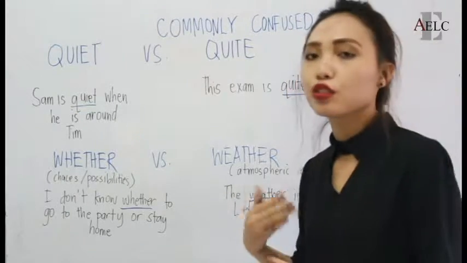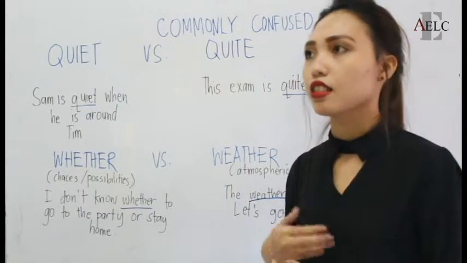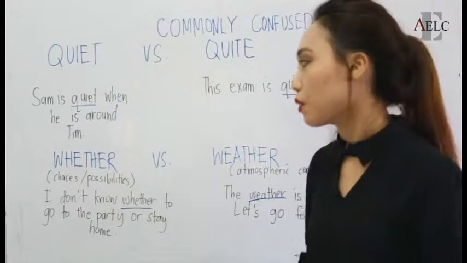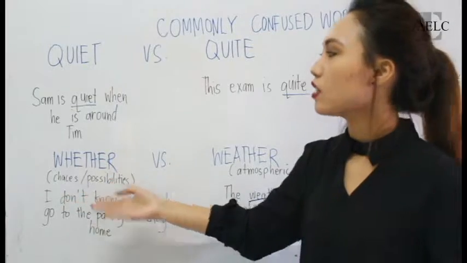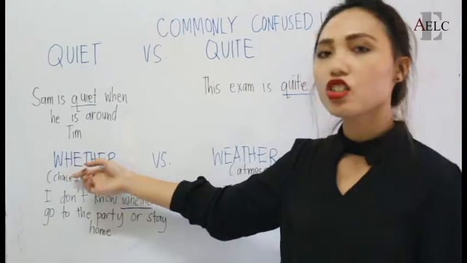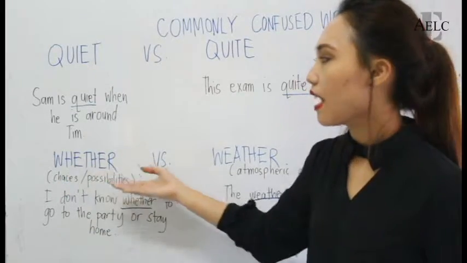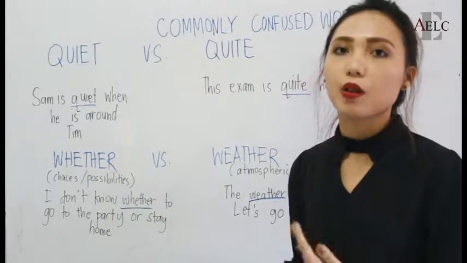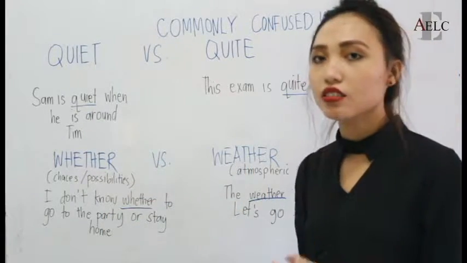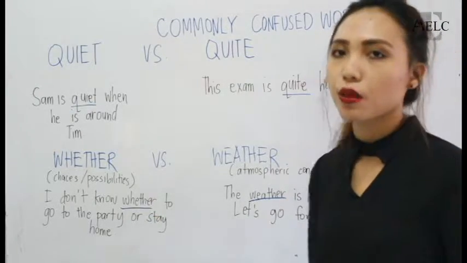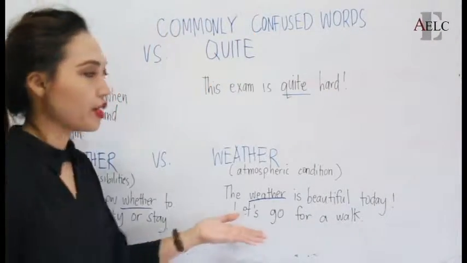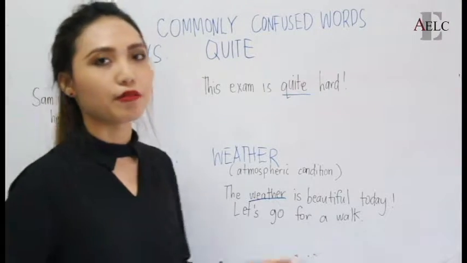So you have to provide or include choices or possibilities when we are talking about whether, which is, take note, spelled with an H after the W and it doesn't have the vowel A. So that's the difference in the spelling itself, alright? So what about the other one? The other one is very common, of course. It's a very simple word.